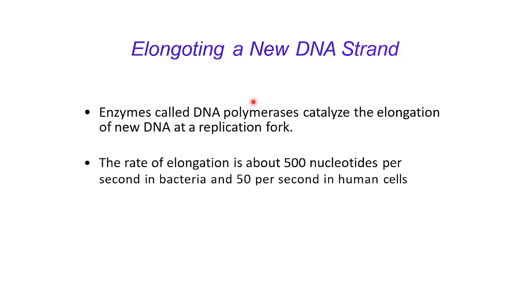enzyme. Enzymes are basically proteins. There are some proteins or enzymes, like the DNA polymerase, that will help to catalyze the elongation. It will add nucleotides to the mother strands and start generating the daughter strand. The rate of elongation is about 500 nucleotides per second in bacteria and 50 per second in human cells.